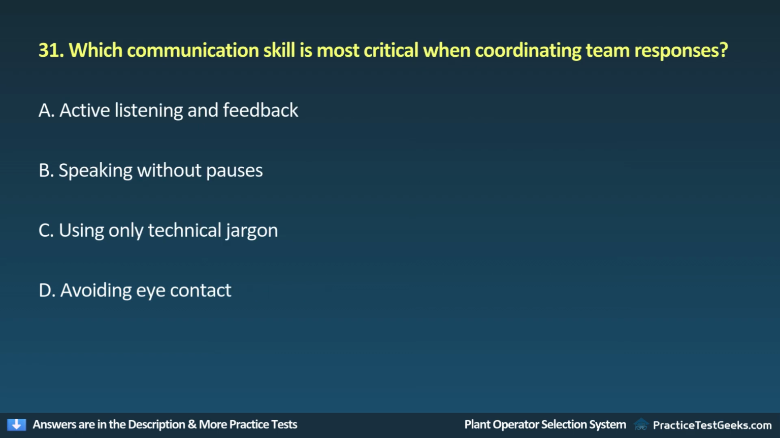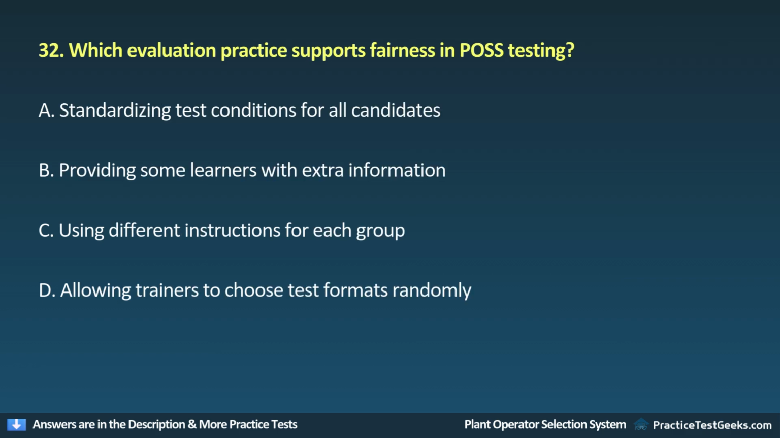31. Which communication skill is most critical when coordinating team responses? A. Active listening and feedback. B. Speaking without pauses. C. Using only technical jargon. D. Avoiding eye contact.